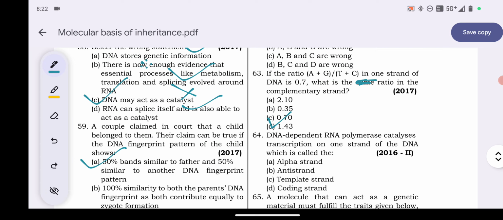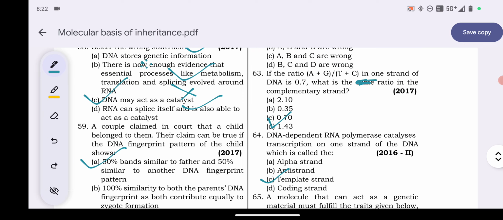64. DNA dependent RNA polymerase catalyzes transcription on one strand of the DNA which is called the alpha strand, anti-strand, template strand, coding strand. Here the answer will be option C, template strand. DNA dependent RNA polymerase catalyzes transcription on one strand of the DNA, that is called the template strand.